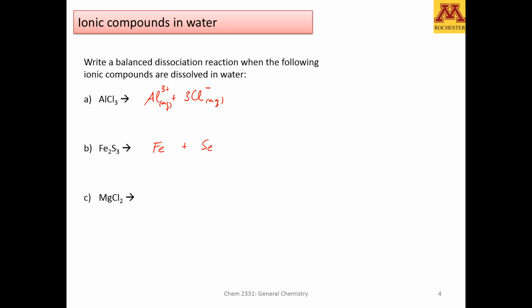How to figure out the charges here? Notice that this 2 can be just moved from here to here, right? I wrote selenium, it's actually sulfur, 2 negative and 3 positive, and do not forget to write the coefficients. So how many irons do I have? I have 2 irons and I have 3 sulfides.